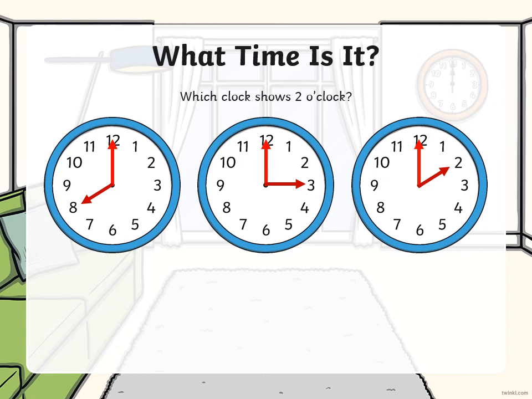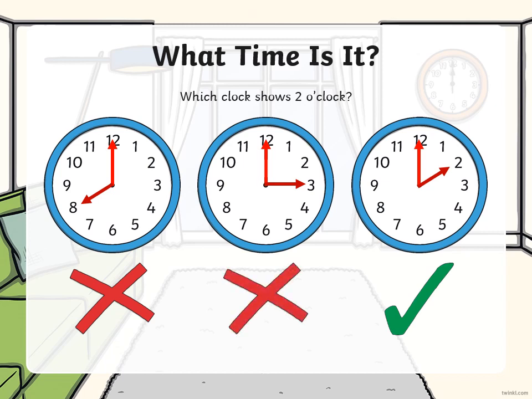Which clock shows 2 o'clock? Is it the first one, the second one, or the third one? I hope you said the third one. That one is 2 o'clock. The first one says 8 o'clock, and this middle one says 3 o'clock.